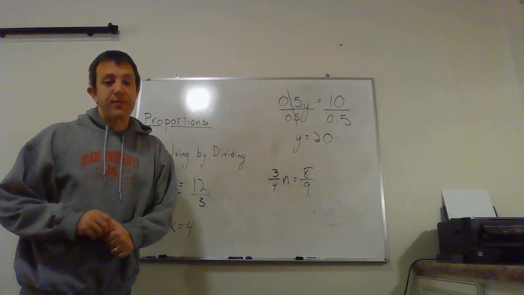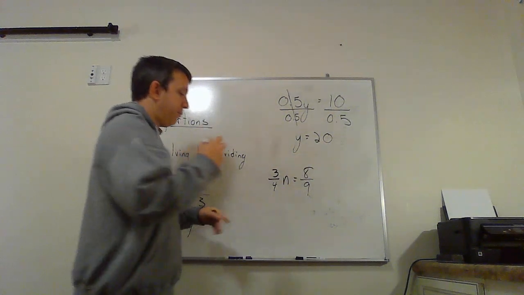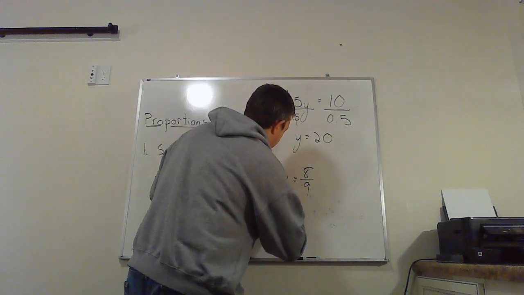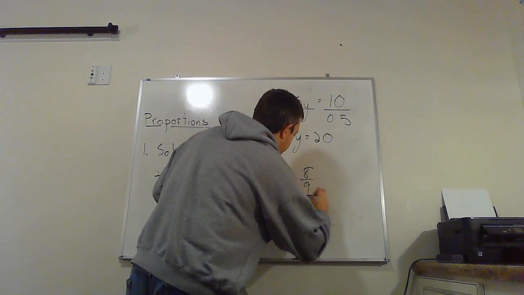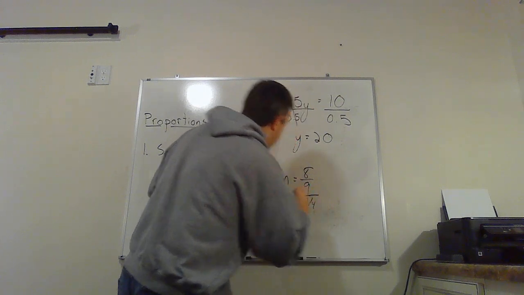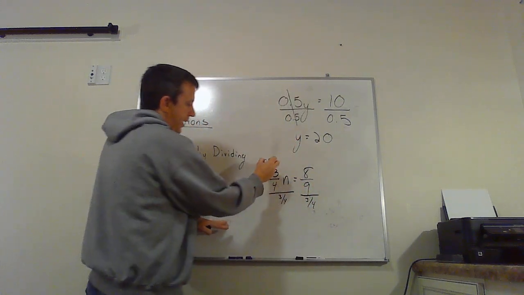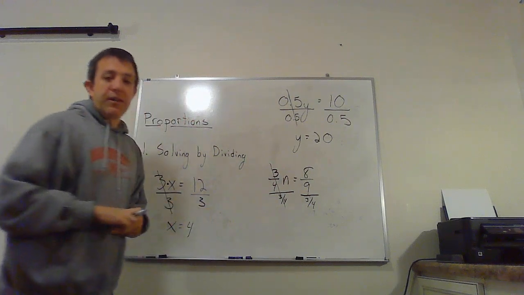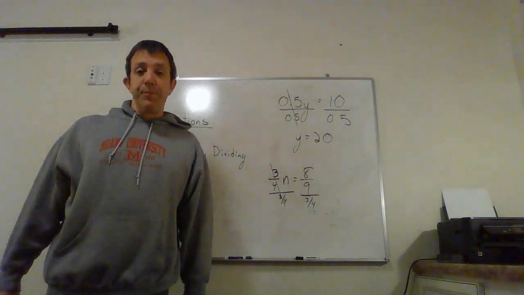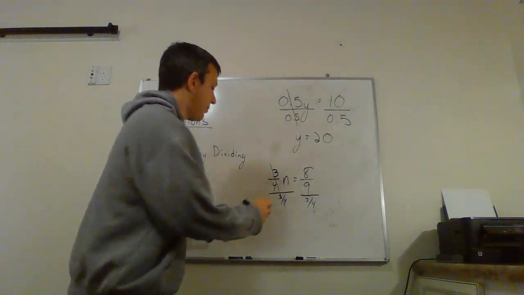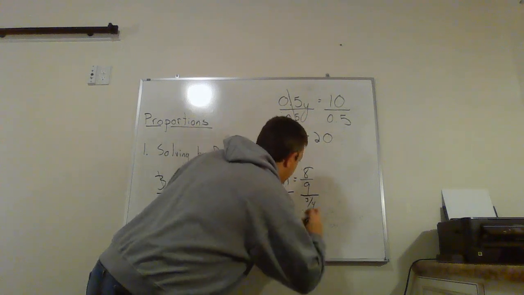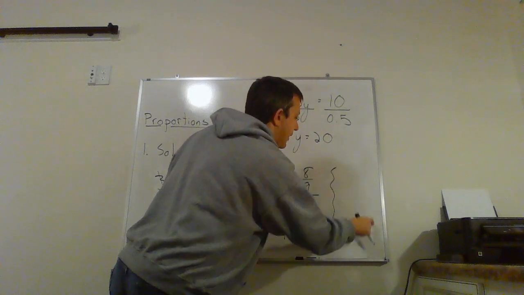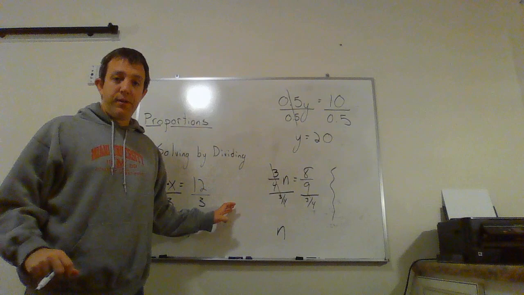Last but not least, in this little piece on learning how to solve by dividing, what if you have fractions? Well, you're going to do the same thing, but it's going to get messier. So we're going to divide both sides here by 3/4. On the left, that makes it go away, but on the right, we now have a division problem with fractions. Okay, and that's okay. So I'm just going to kind of come out here to the side, and I'm going to do a little bit of scratch work.